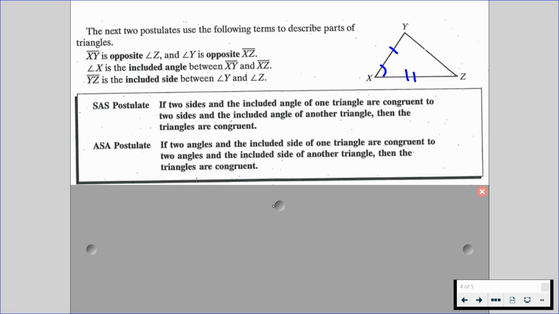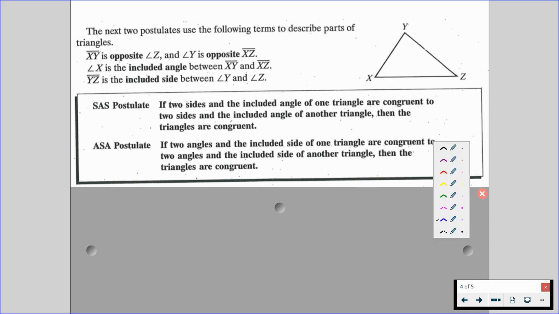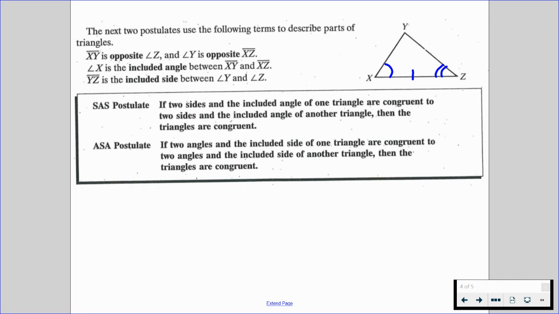Then we could have the angle side angle postulate. Let me erase above. The angle side angle postulate tells us that if 2 angles and the included side of one triangle are congruent to 2 angles and the included side of the other triangle, then the triangles are said to be congruent. So again, if we have this type of relationship, angle X, segment XZ, and angle Z, we could abbreviate again with the ASA. That's totally fine. So SAS postulate, ASA postulate.